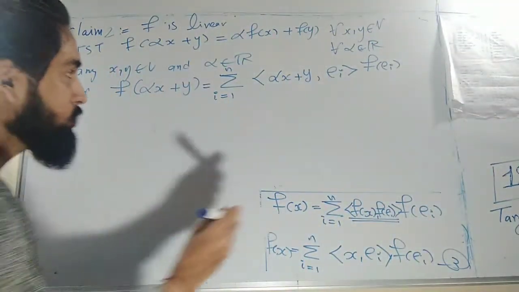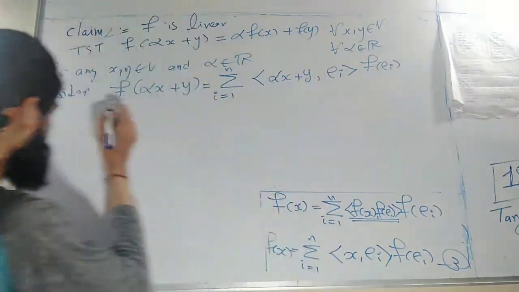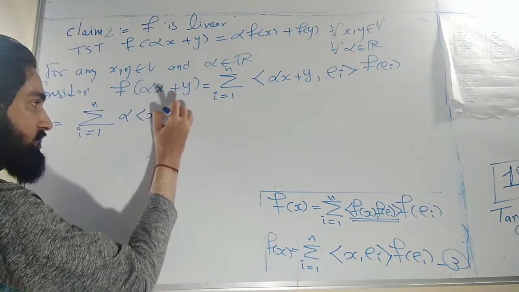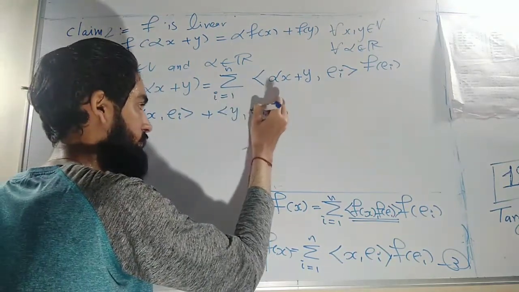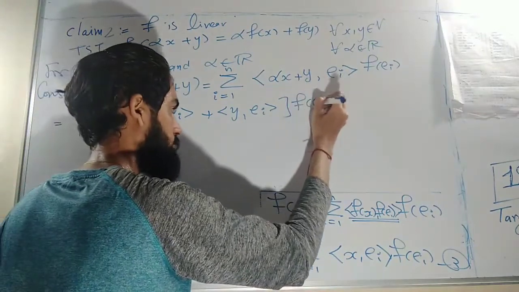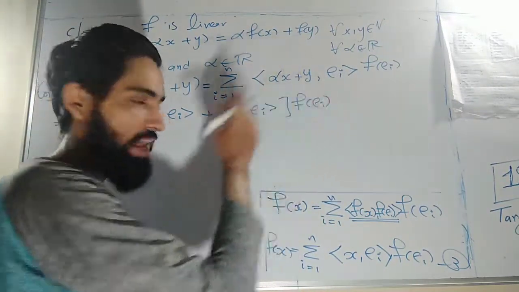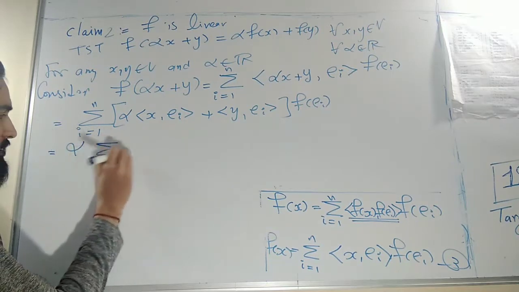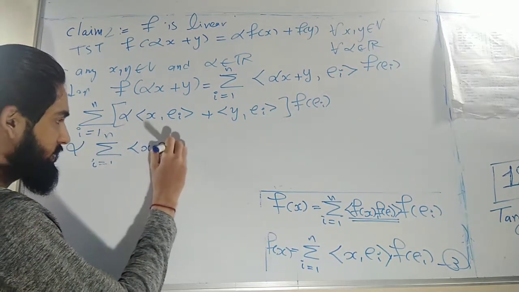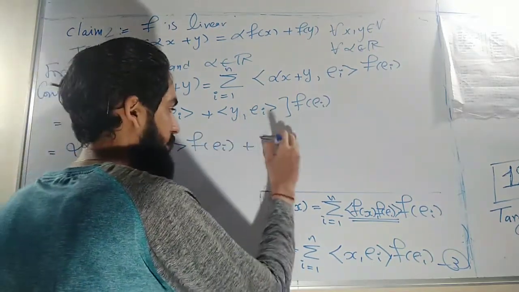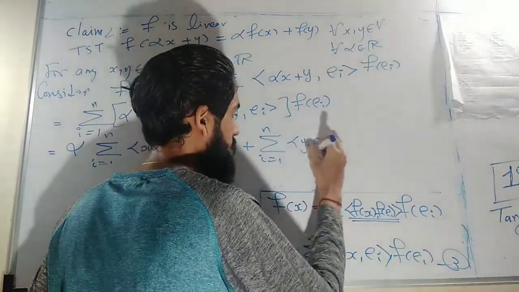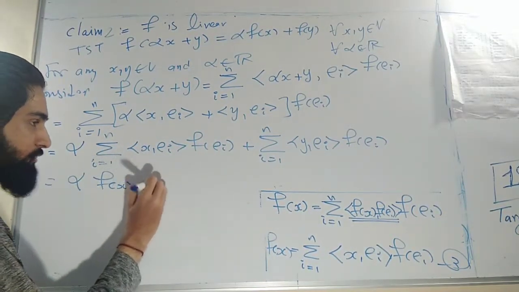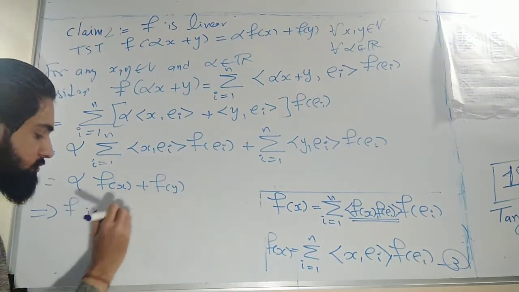Now I know this inner product which we are using is linear. That means it is the summation, i running from 1 to n, of alpha times the inner product of x with e_i plus the inner product of y with e_i inside a bracket, times f of e_i. So now we distribute f of e_i and the summation and split the summation. We get alpha times the summation, i running from 1 to n, of the inner product x with e_i, f of e_i, plus the summation, i running from 1 to n, of the inner product y with e_i, f of e_i. From this equation 3 only, I can write it is alpha times f of x plus f of y. This implies f is linear. Correct?